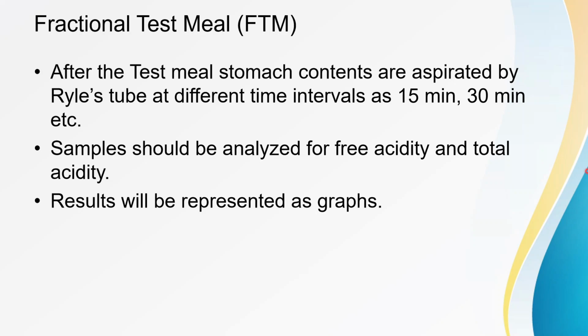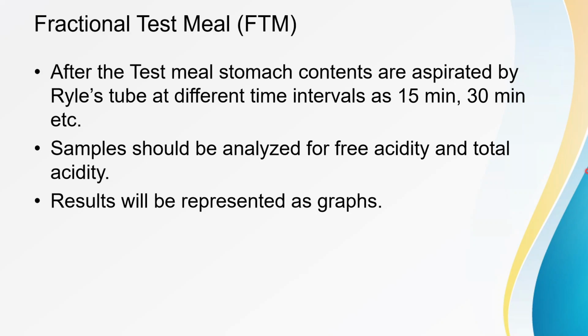In the fractional gastric juice analysis, we first aspirate the resting gastric content, after which we give the patient a test meal. After giving the test meal, we collect the samples and examine the free acidity and the total acidity.